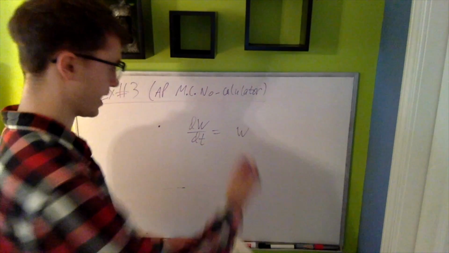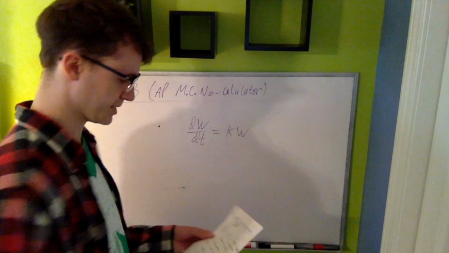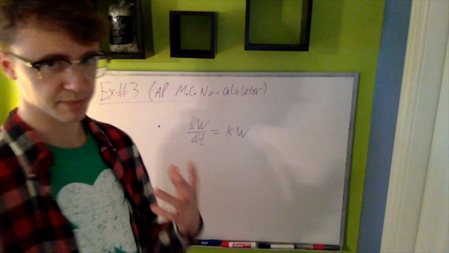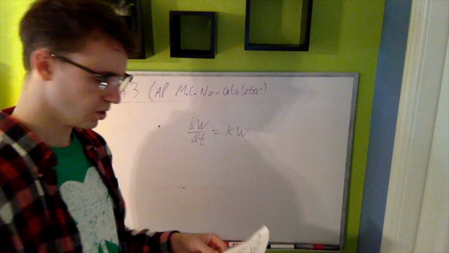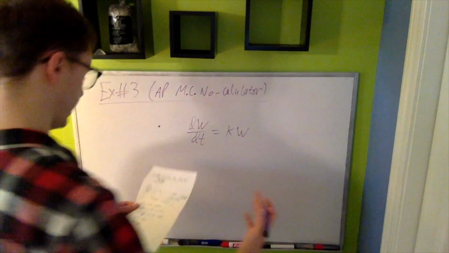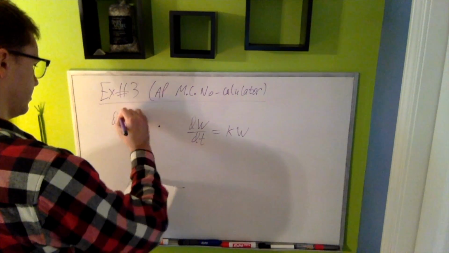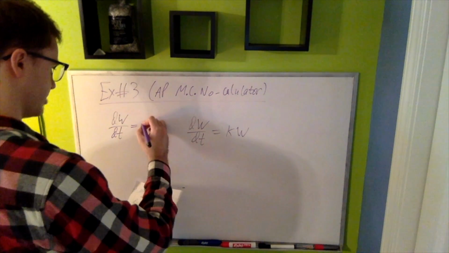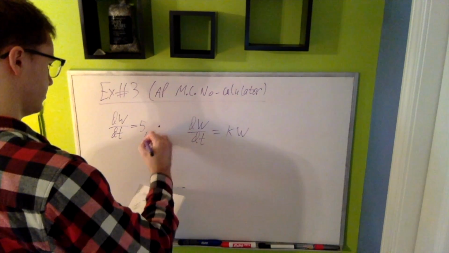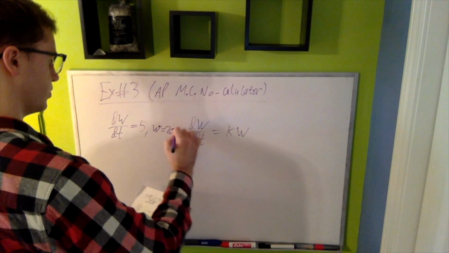There has to be some kind of constant. It could just be 1. We don't know what it is, but it's K. There's always going to be a constant in problems like this. We do have an initial condition. We know that the rate of change of the weight is 5 when the weight is 200. We can use this to find K.